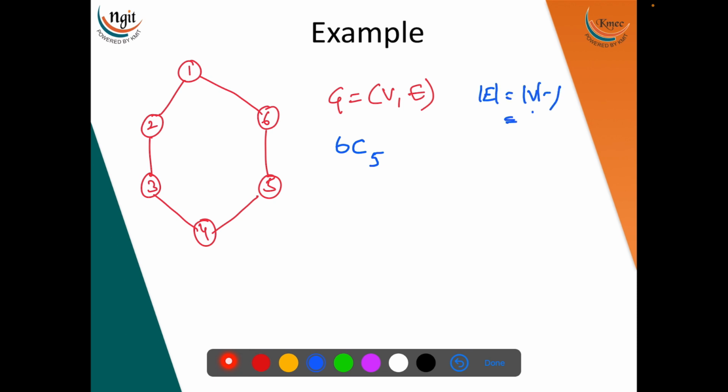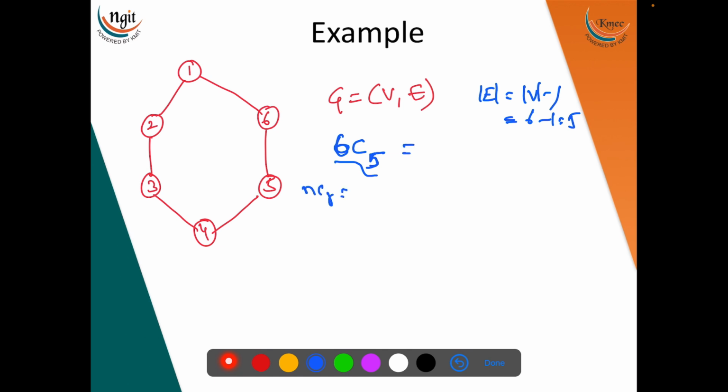That means V is 6, minus 1, which is 5. So when you have 6 vertices, you have to choose only 5 edges. So it is something like nCr, correct? So what is the value of 6C5?